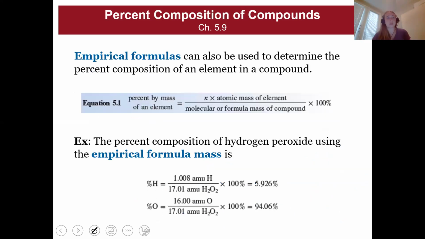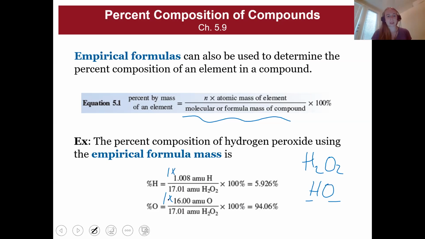Alrighty, you can also do this with empirical formulas. So we could have done this for hydrogen peroxide using the empirical formula instead. It's the same setup, except we divide by the formula mass and we use the number of atoms in the empirical formula instead. So the empirical formula for hydrogen peroxide, we had H2O2 as our molecular formula. Our empirical formula is just HO. So there's one hydrogen, one oxygen. So now we do 1 times this atomic mass, but we don't write that because it's just 1.